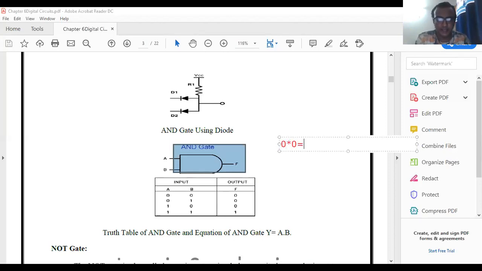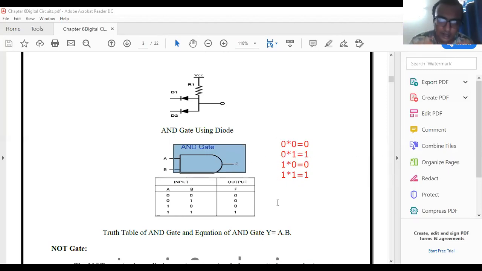0 multiplied by 0 equal to 0. 0 multiplied by 1 equal to 0. 1 multiplied by 0 equal to 0. 1 multiplied by 1 equal to 1. So here we can get the symbol of AND gate.